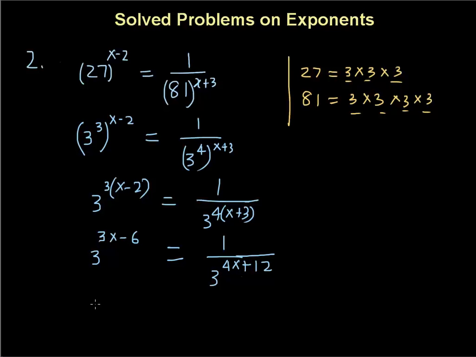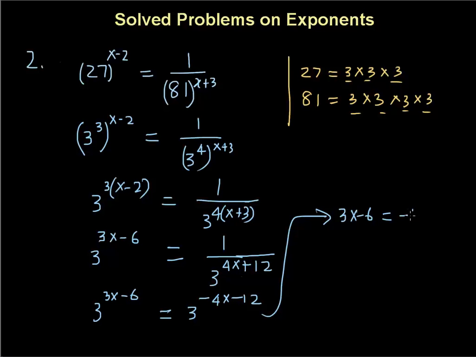So finally, on the left hand side we have 3x minus 6, and the right hand side, if I bring it to the numerator, I get 3 to the power, and it becomes minus. So the minus goes to both, and the entire exponent becomes minus, right? Now we can compare the powers here because we have the same base on both sides. So let's rewrite it here. We have now 3x minus 6 is equal to minus 4x minus 12.